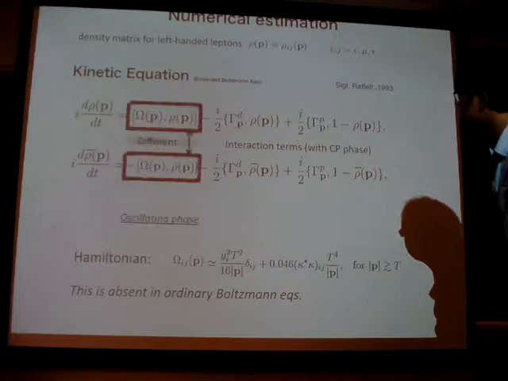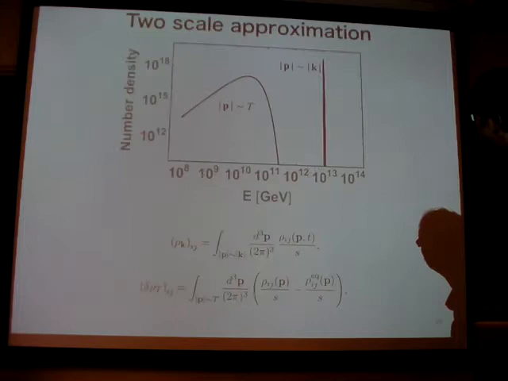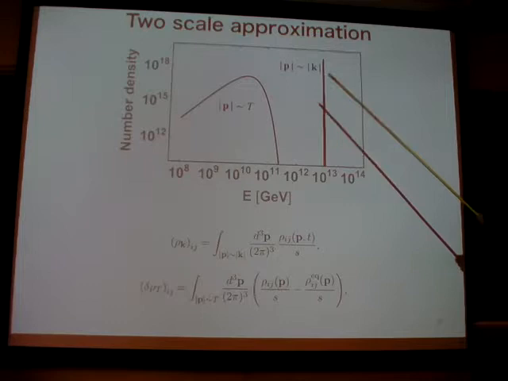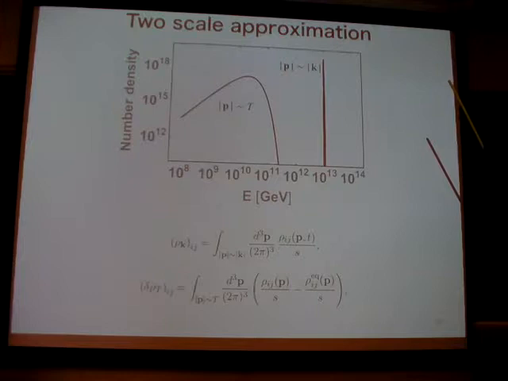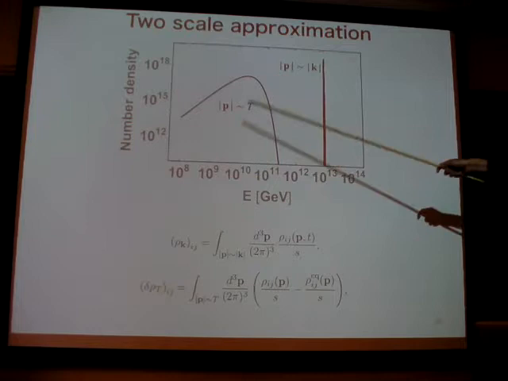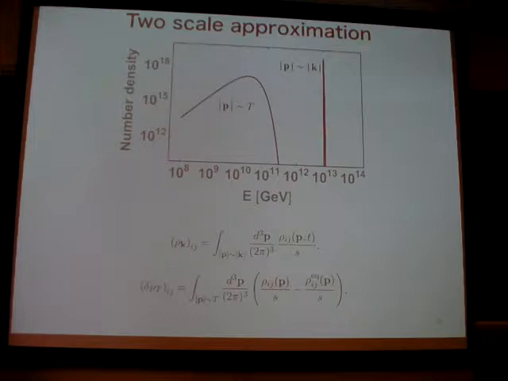Okay, so I have it. And we solve this equation by some approximation. One approximation is we consider the integrals of the density matrix in two regions in the momentum space. The two regions correspond to these two modes. One is the energy and momentum around the temperature, one is the momentum around the inflaton mass, high energy mode and low energy mode. Then the high energy mode variable is estimated like this.